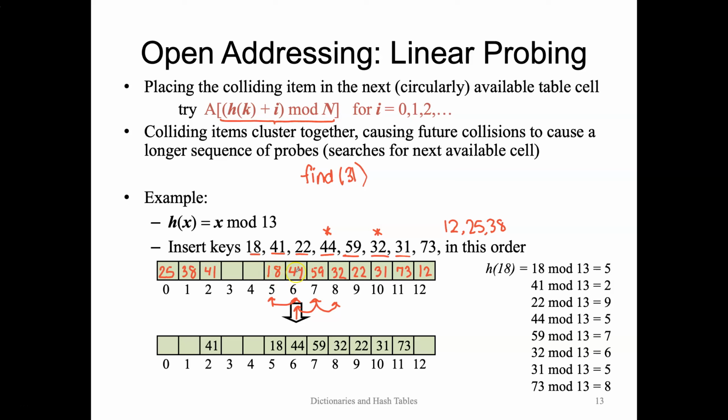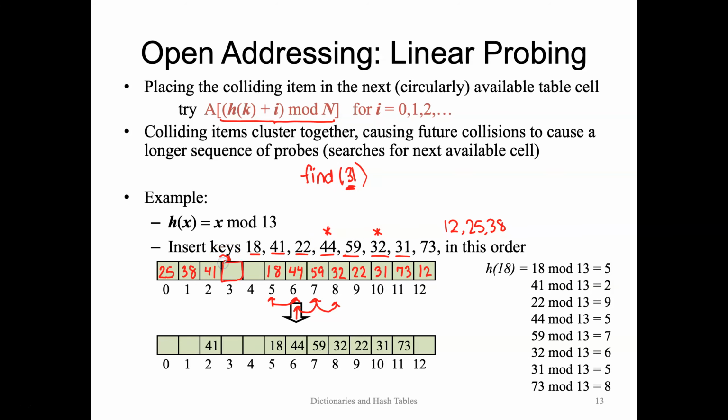So if they don't match, because we know we're using linear probing here, if we don't find a match just yet, we're going to move to the next index. And do these match? They don't, so we're going to move to the next index. We're going to keep moving to the next index until either we find that key we're looking for, or we encounter an empty cell.